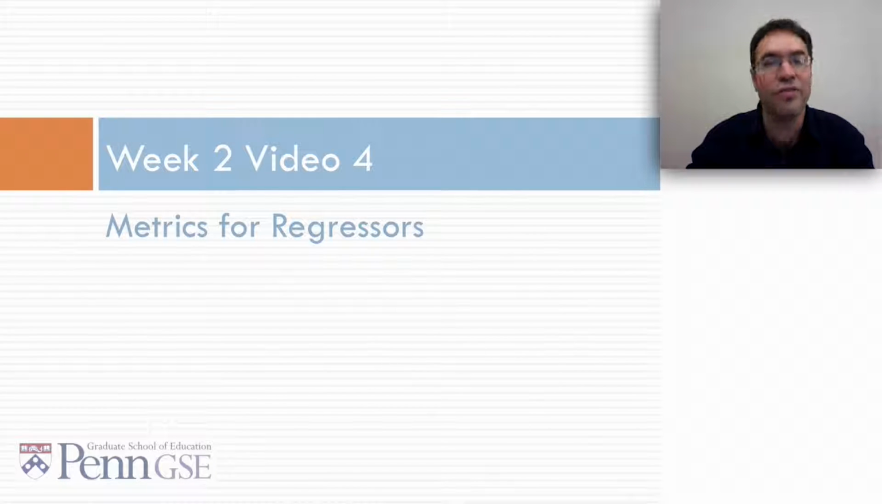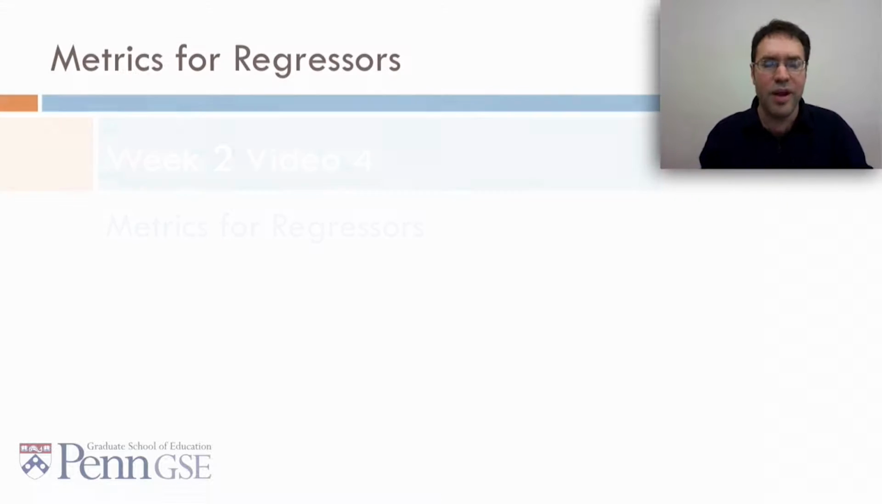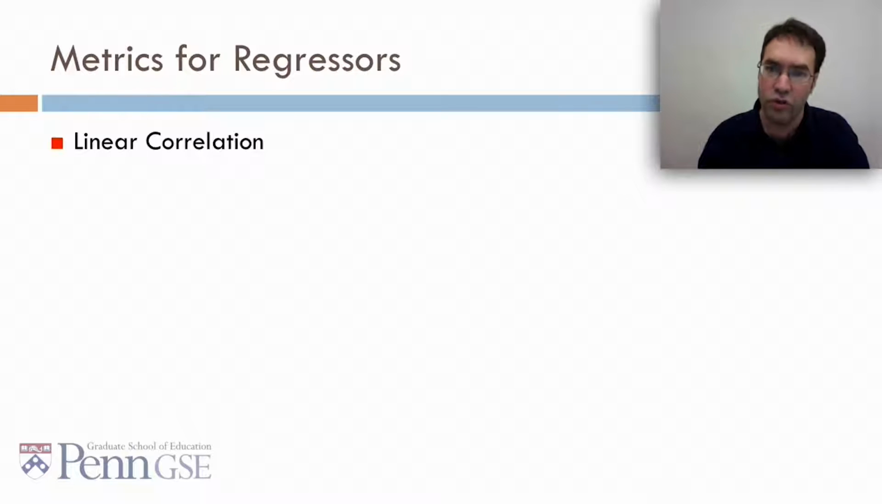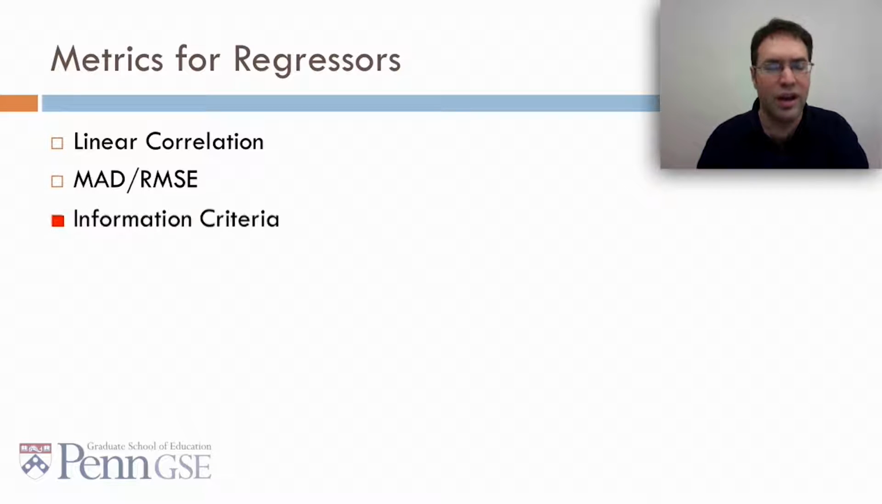Today we're going to move on from metrics for classifiers to talk about metrics for regressors. The metrics for regressors that we're going to talk about today include linear correlation, also called Pearson's correlation, mean absolute deviation and its close cousin root mean squared error, and information criteria, including the Bayesian information criteria and AIC.